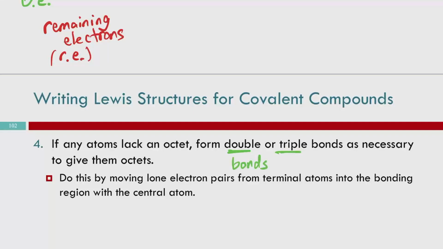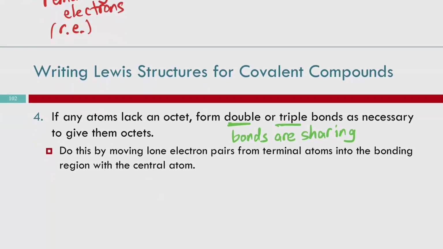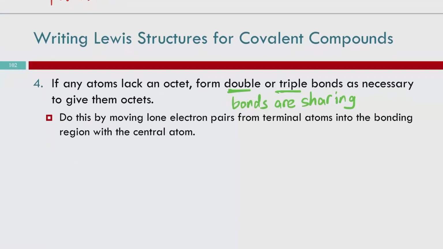Since bonds are sharing electrons, they're covalent bonds. That lets us share, like if we've got something that's got an octet, it can donate a pair of electrons in to form a bond and then add electrons to something else. We should see some examples of that coming up. But what we're not going to do is add in or make up extra electrons.